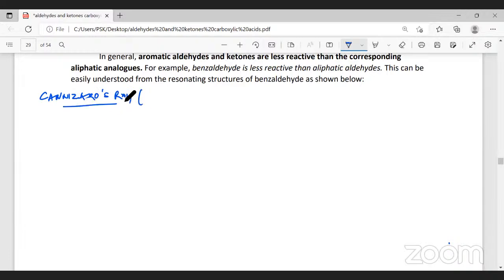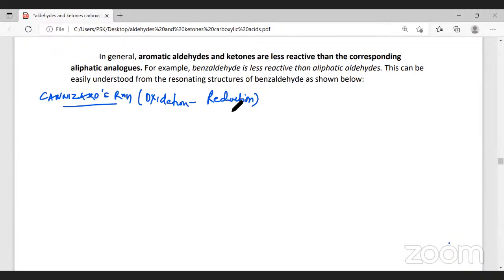Now this Cannizzaro's reaction is what type of reaction? It is an oxidation reduction reaction. It is not redox, remember. So it is an oxidation reduction reaction. Cannizzaro's reaction is not a redox reaction as we learn in electrochemistry. Here it is a different concept. But both oxidation and reduction will take place.